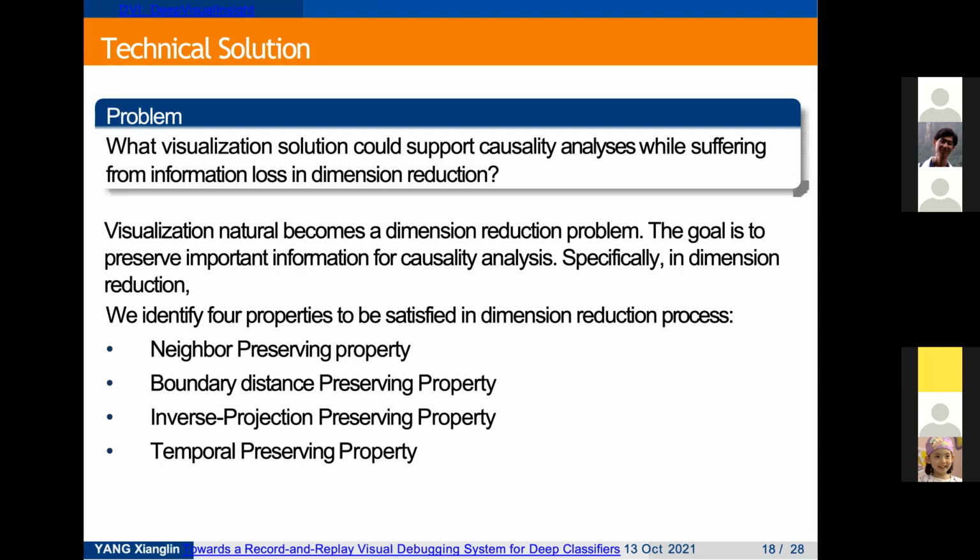The first one is the neighbor preserving property. The second is the boundary distance preserving property. The third one is the inverse projection preserving property, and the fourth one is the temporal preserving property. Next, I will introduce them one by one.